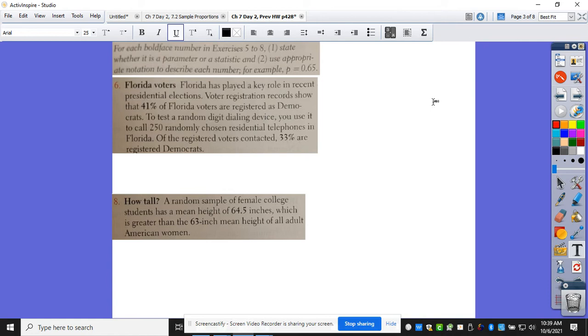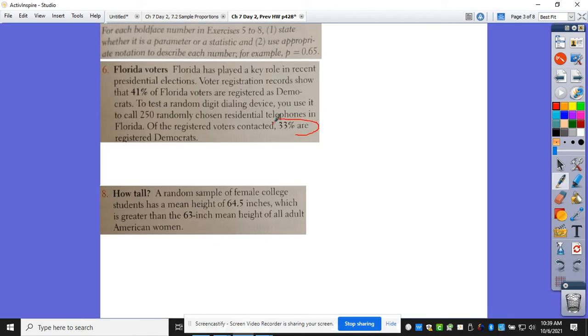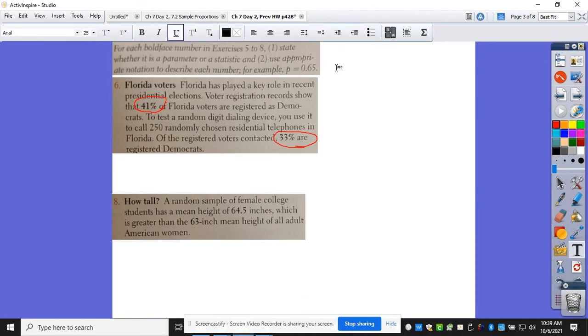Registered voters in Florida. What would be our sample? Registered voters that were contacted or chosen using the random digit dialing service. That was not part of the question, but just talking through it. So my two numbers are here and here. So all I have to do is figure out, hey, which one described the sample and which one described the population.